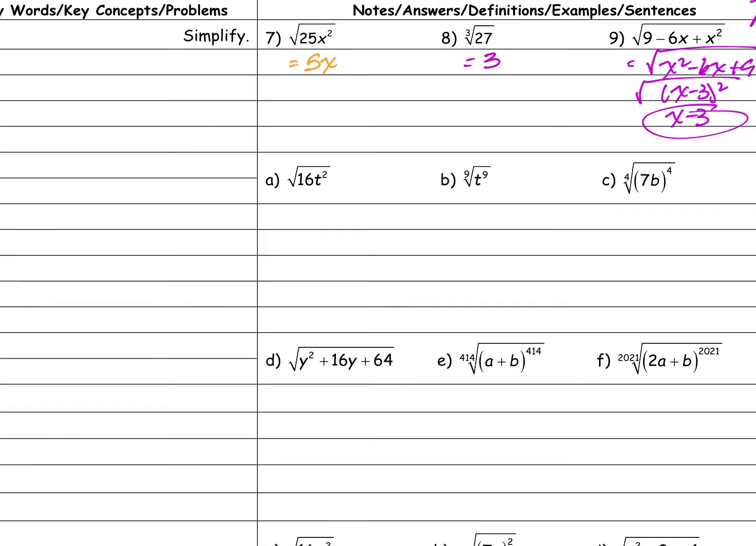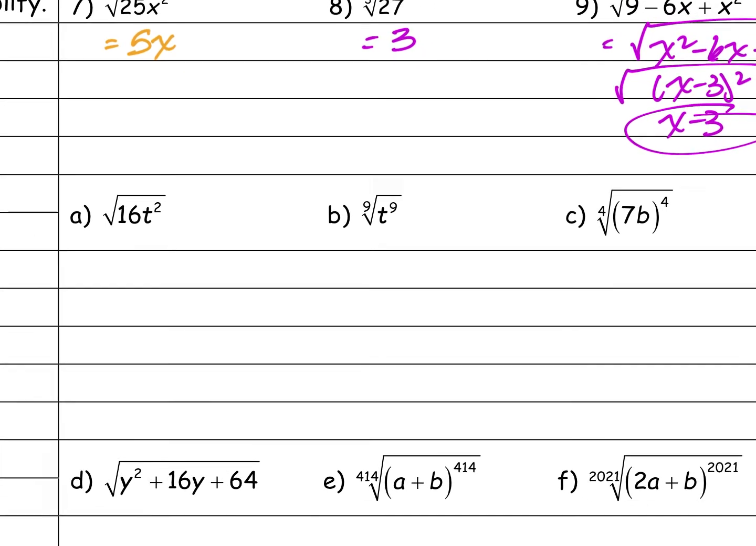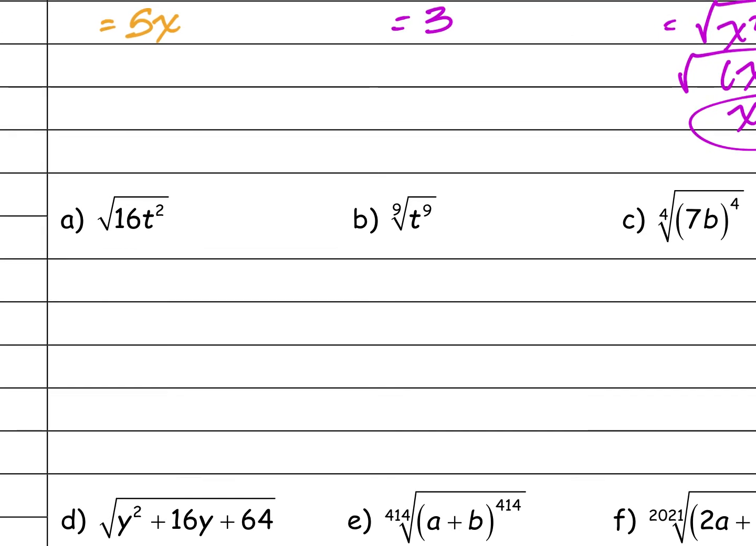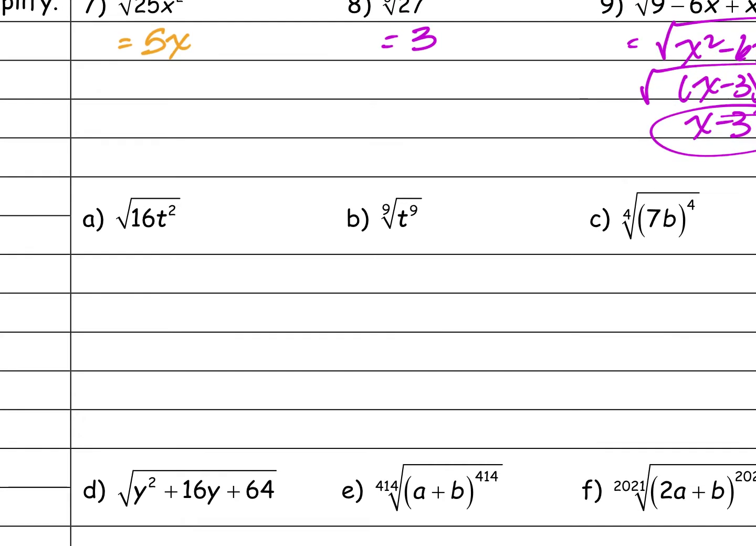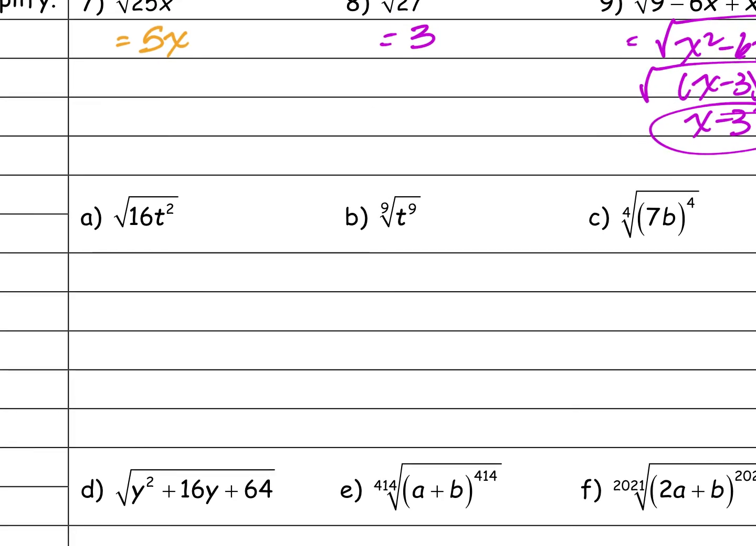So, zoom on the first row here. So the square root of 16t squared should be 4t. The ninth root of t to the ninth should equal t. And the fourth root of 7b to the fourth should be 7b. Questions? Nice job, JJ. You even got everything typed in.